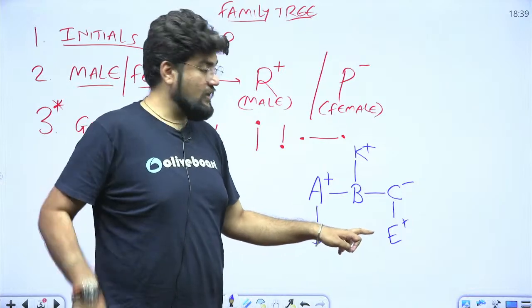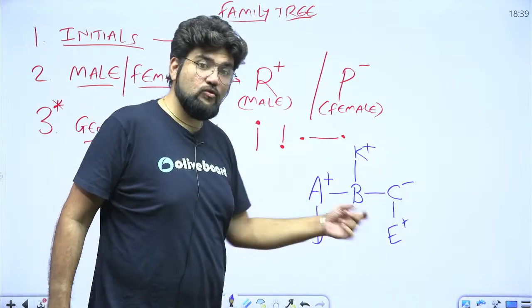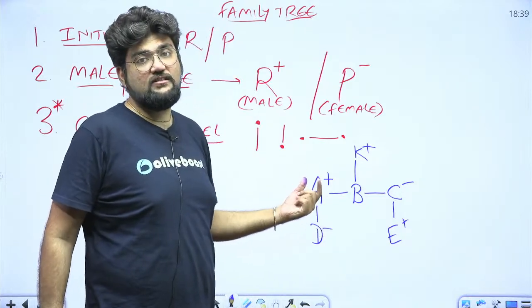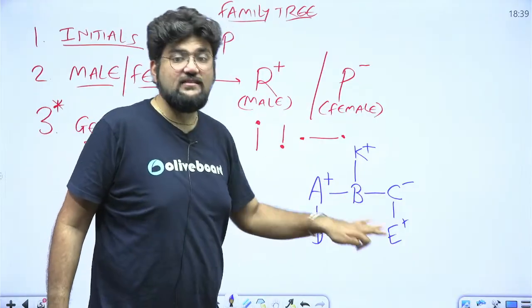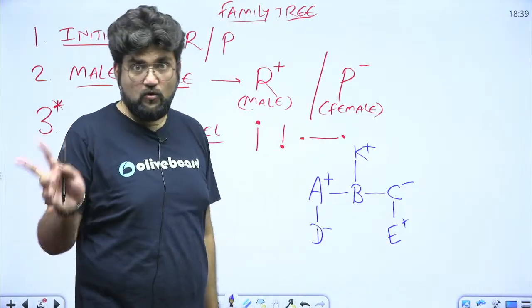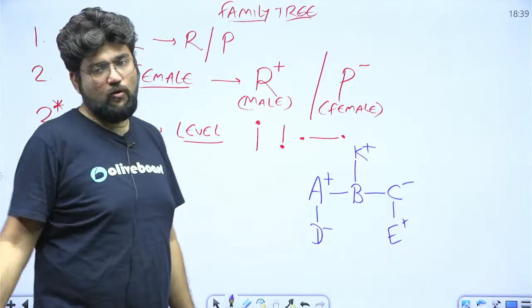So remember the question, how is A related to E? You need to specify A's relation. A's relation is a maternal uncle. How is E related to A? You have to specify E's relation, that is a nephew. Look at the question and then answer. The direction of the question is also important.